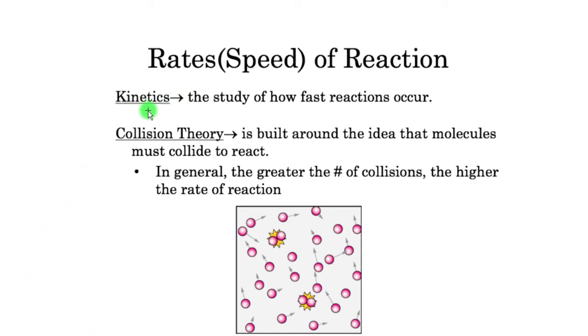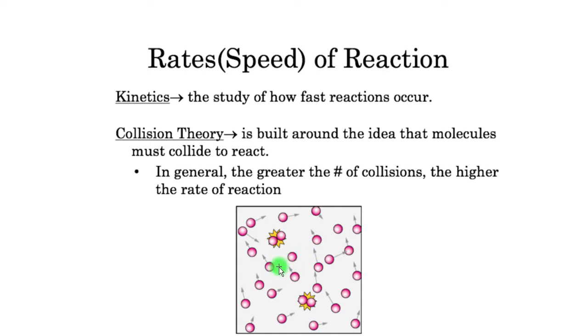Okay, so first of all, kinetics is the study of how fast reactions occur. The basic premise or theory behind all of this is something called the collision theory. Now, the collision theory is not that complicated. It's really just built around the idea that in order for these two particles to react, they must first collide together. That's your first step. If they don't collide together, there's no way for these two particles to react. So the chemical components have to come together in order for that to happen.